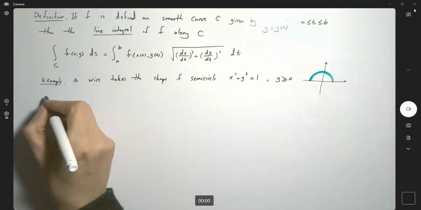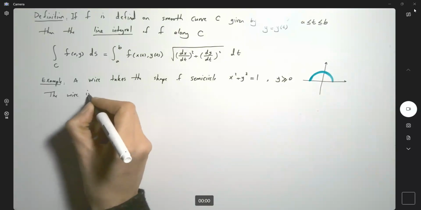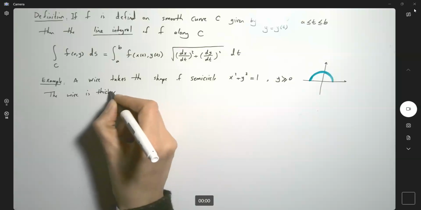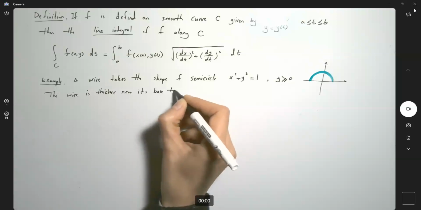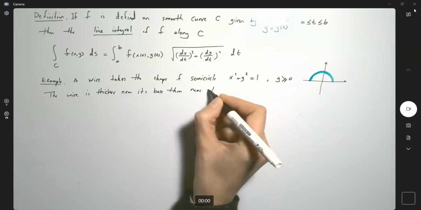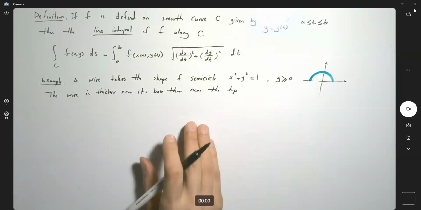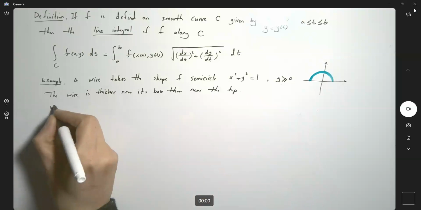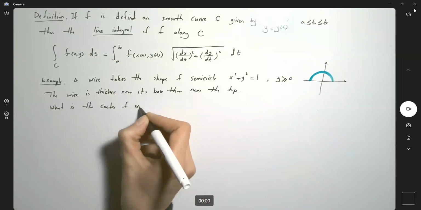The wire is thicker near its base than near the top. These are the pieces of information that we have. Thicker near its base than near the top. Okay, so we are interested in knowing what is the center of mass.